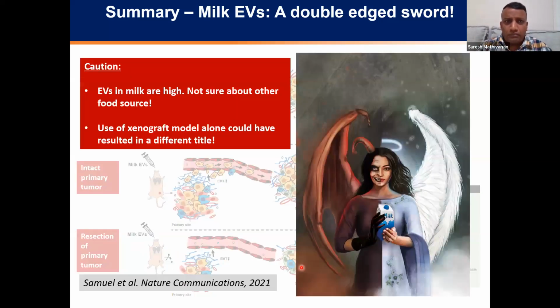Anyway, I would emphasize some caution here, because EVs are high in milk, but this concept cannot be attributed to every food source. And on the use of xenograft models, I would say caution, because if I had just used a xenograft model, our whole title would be different, saying that milk EVs are really good for cancer, right? However, that's why it's important to use orthotopic models to see what you get out of it.